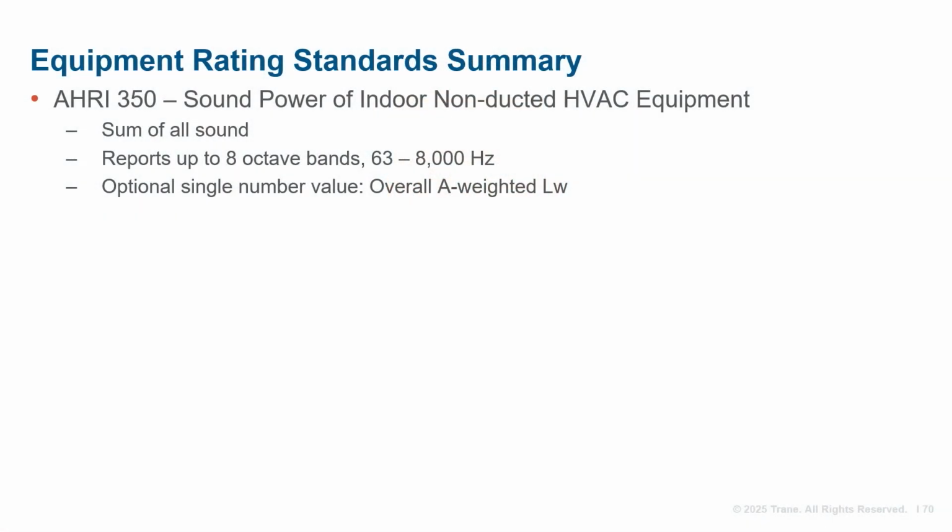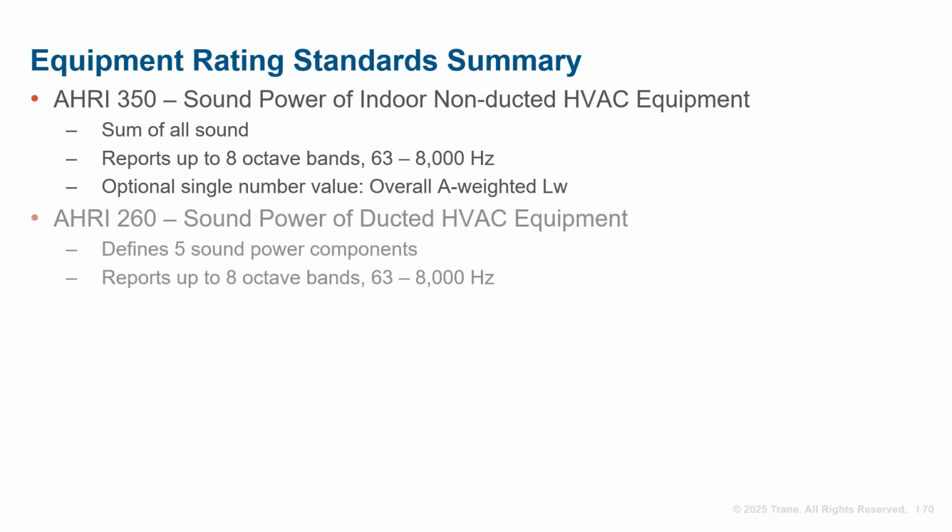Let's review what we have learned. Standard 350 sums all of the sound from non-ducted products and reports the values in up to 8 octave bands ranging from 63 to 8,000 Hz. It additionally provides an option to publish a single number value, the overall A-weighted sound power.